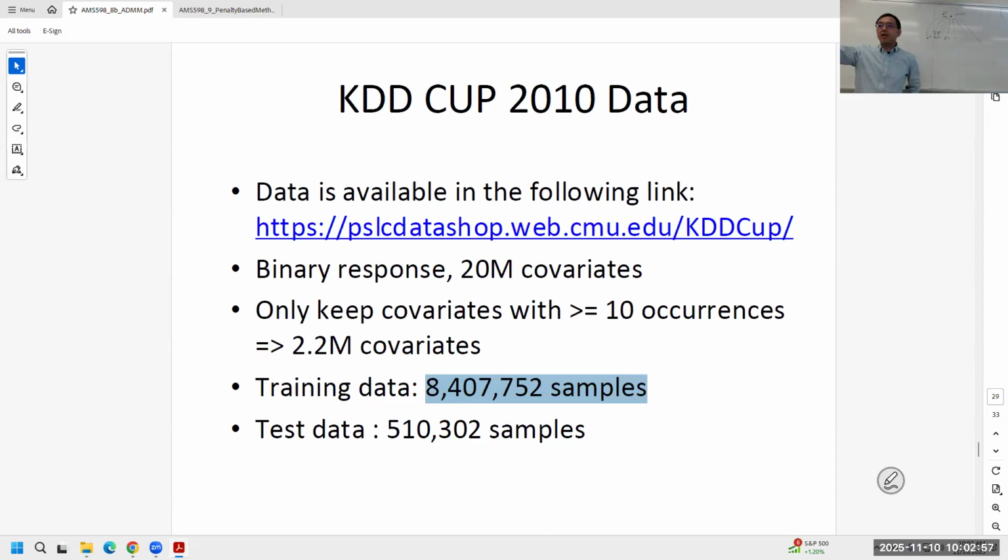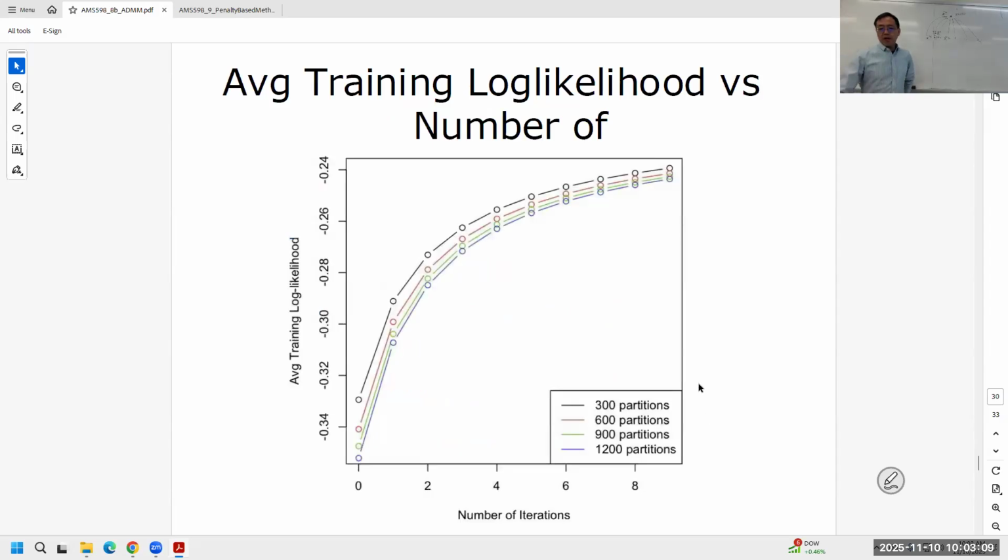You can see this data is basically an 8 million by 2 million matrix. It's a huge matrix. The usual logistic regression is simply not going to work. Even your test data has 500,000 samples, which is still quite a bit. If you're using the logistic regression, as we discussed previously, we can do 300, 600, 900, or 1200 partitions, right? Because the more you partition the data, you have more parallelization, but you need more resources for the computation. The smallest one is one partition, which would be just one global maximization.